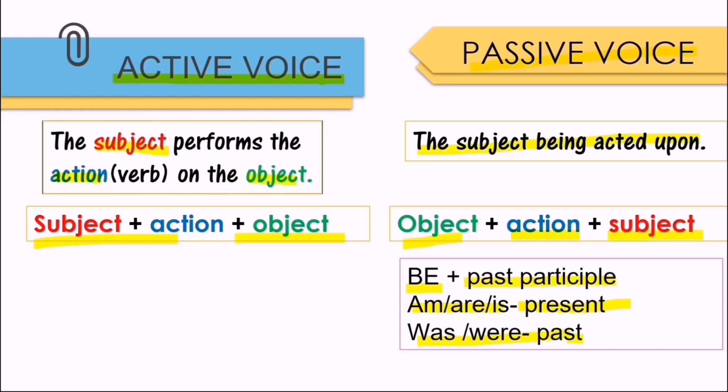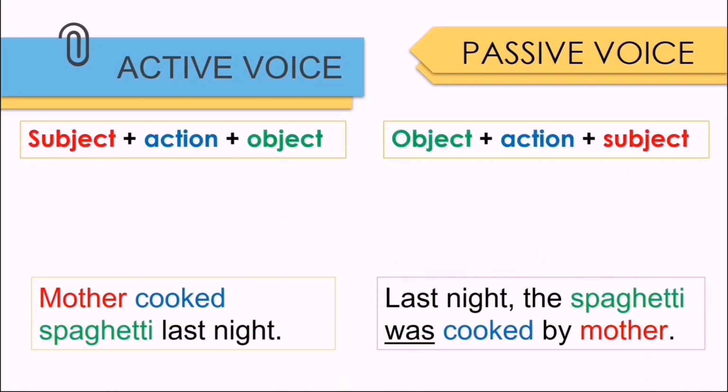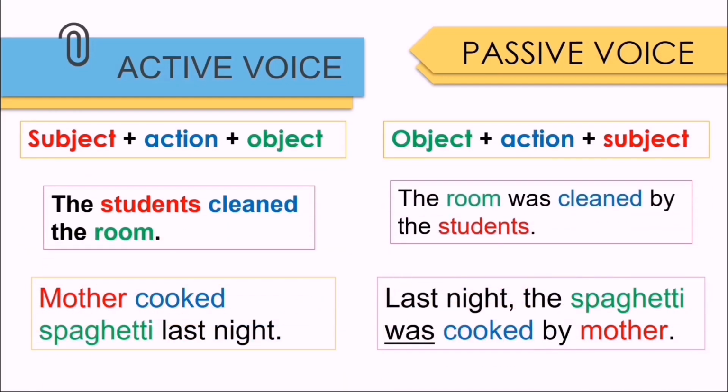Now let us have some examples. In the active voice, remember our pattern will be subject plus action plus object. For example, the students cleaned the room. Our subject is students. Action is cleaned. Remember, that is the simple past form of the verb. And our object, what the students cleaned, is the room. Okay, so our object is the room.